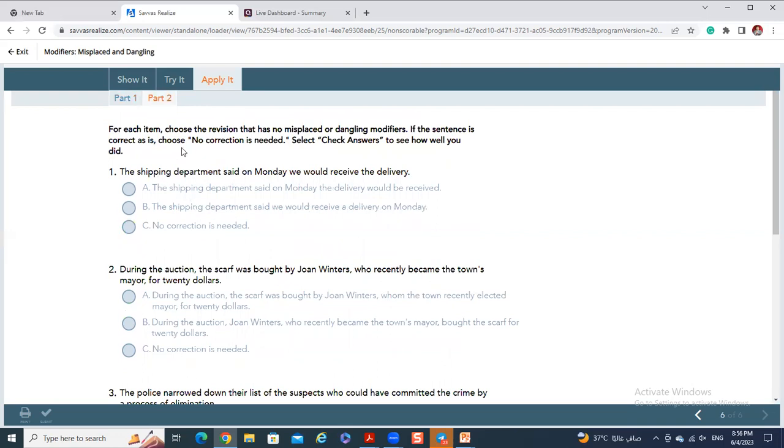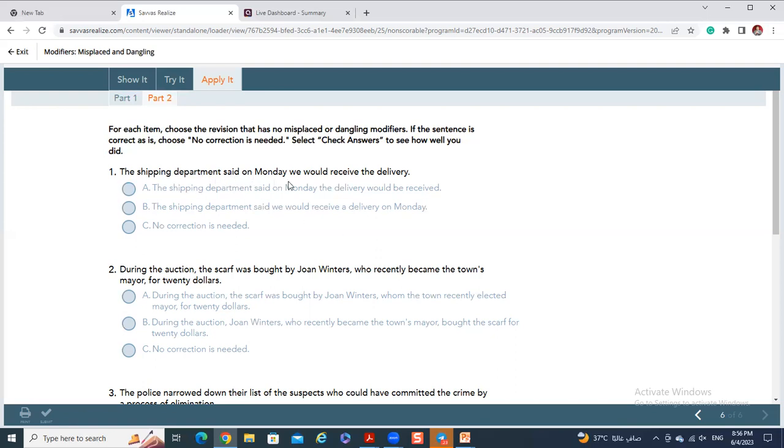Again, for each item, choose the revision that has no misplaced or dangling modifier. If the sentence is correct as it is, choose no correction is needed. Like if we find that this sentence is correct, choose no correction is needed. If you read and you find that there is a problem, choose the one that is right. We're going to start with the turn right now. Okay, Engineer Taha.